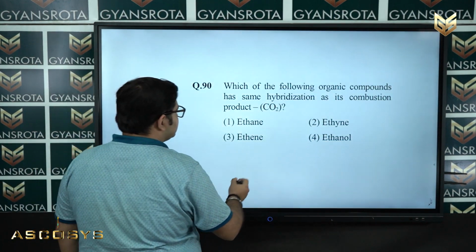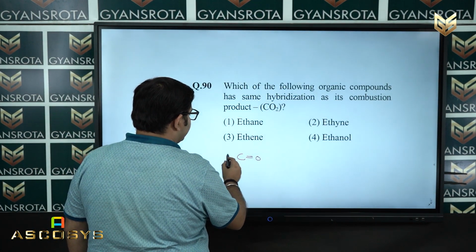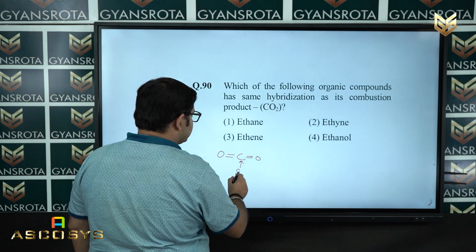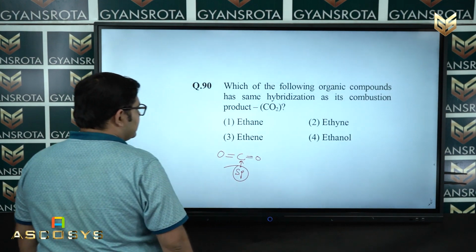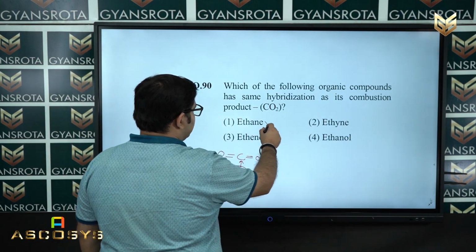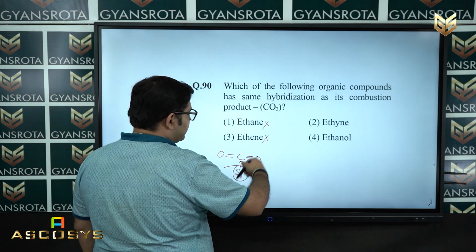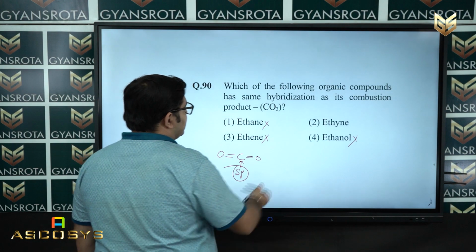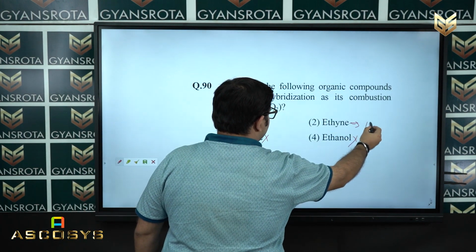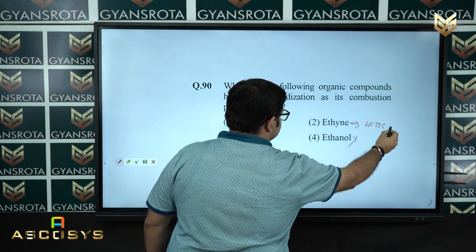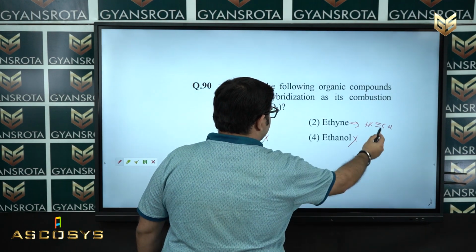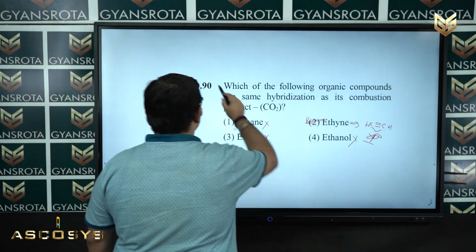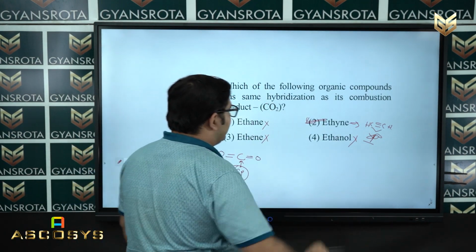Now, if you see CO2, the structure looks like this, it is linear. So, what is the hybridization? The hybridization is sp. Now, among all, ethane does not have sp hybridization, ethene is sp2 hybridization, ethanol also does not have sp hybridization, only the ethyne molecule, that is HC triple bond CH, has sp hybridization. So, option number 2 is the correct answer of your question number 90.